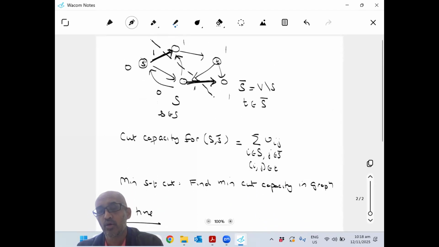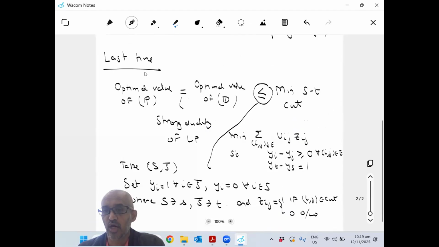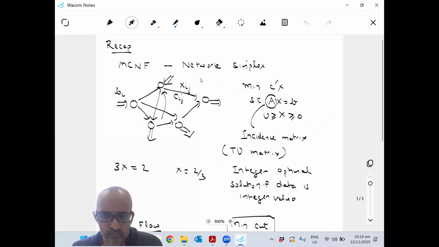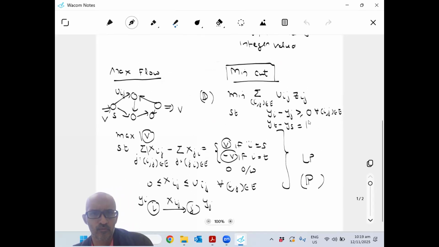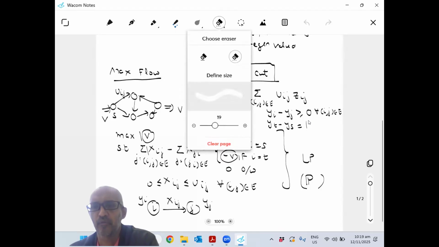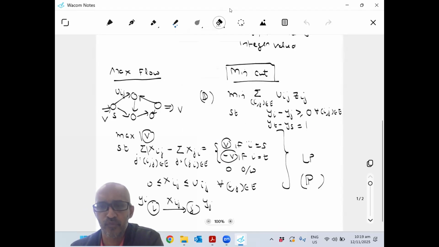Why? Because 0 minus 1 plus 1. I'm sorry, I think I missed something in the dual. The dual doesn't look right. The dual I wrote missed out something: the constraint for x_ij has y_j, but it also involves z_ij. So the dual was not written correctly.